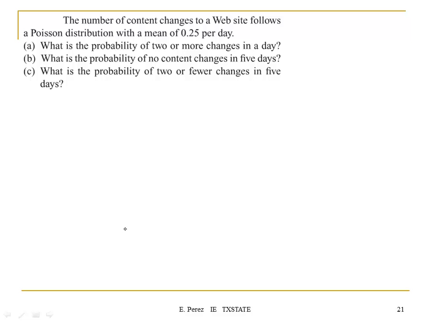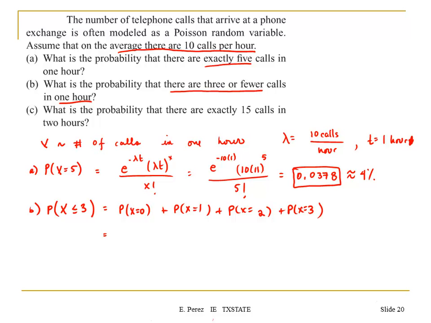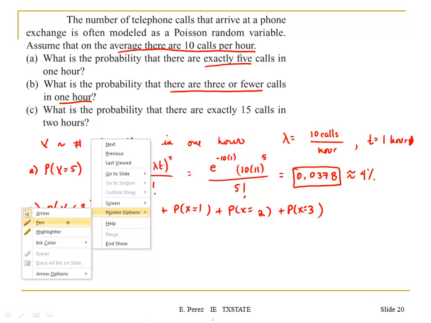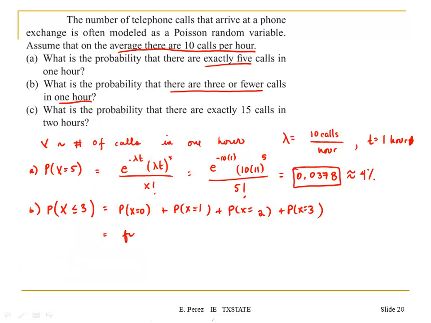So looking at the table, from the table we get this is going to be equal to 0.0103, which is also a very low probability. It's about 1%.